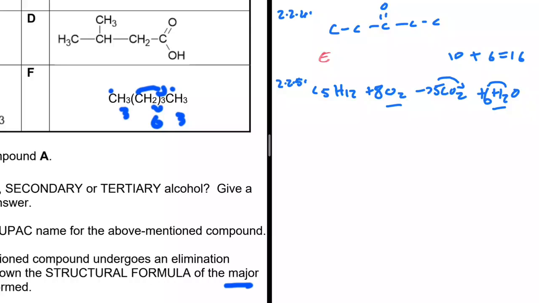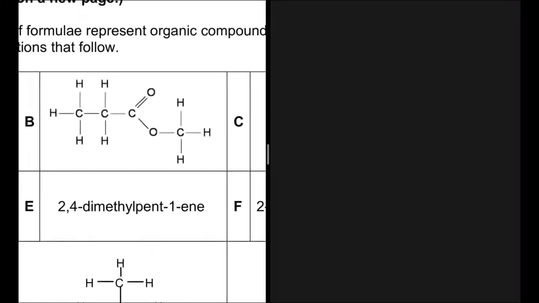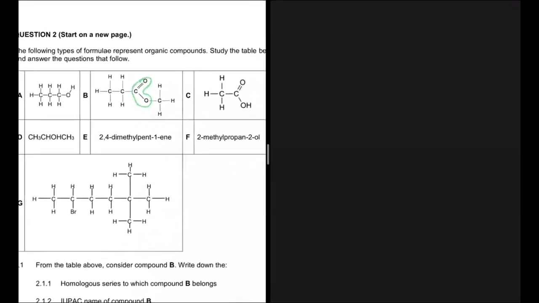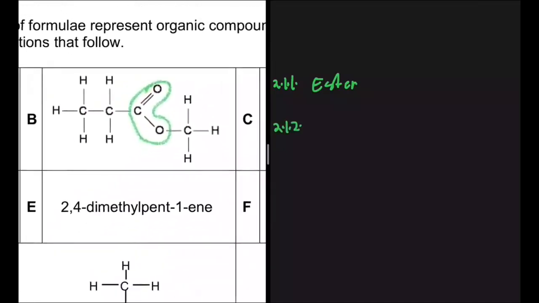Here we go. Homologous series to which compound B belongs to. So let's go to our compound B and see what is happening. It will be easy to see that compound B is an ester because of this functional group that we have here. Compound B is an ester. So the answer to 2.1.1 is that compound B is an ester. And then the second question, 2.1.2, we're looking for the IUPAC name of the same compound. So this is how you actually name an ester, ladies and gentlemen.